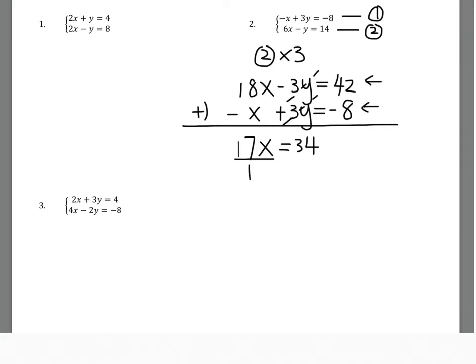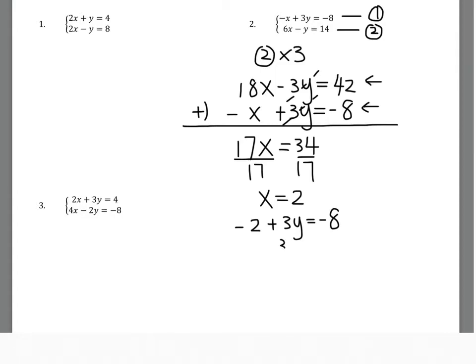So can I go ahead and divide both sides by 17? So 17x divided by 17, that's 1x. 34 divided by 17, that's 2. So we have the x value. I'm going to plug it back into the first equation. -2 plus 3y equals -8.